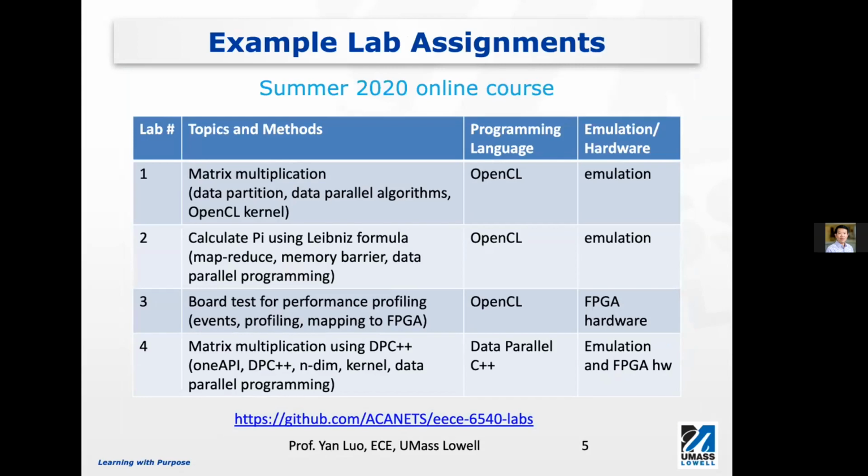Here are some of the lab assignments I gave out for the summer 2020. Basically, we have 4 labs, and some of them are based on OpenCL, talking about data partition, data parallel algorithms, and how to design OpenCL kernels. And also, we have a lab to use the Leibniz formula to calculate pi. In that lab, students are learning MapReduce methods and memory barriers and data parallel programming.